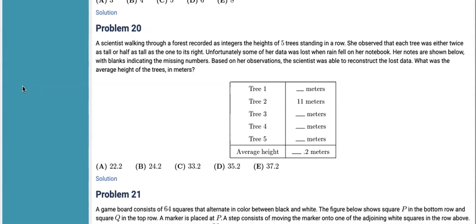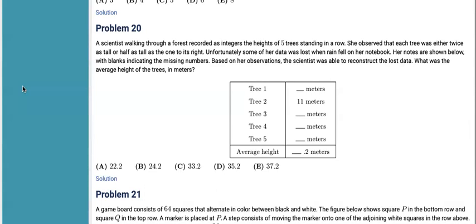But the key here is that the average height ends in 0.2. So if we take that times 5, then the number has to be 1 mod 5, right? Tree 1 plus tree 2 plus tree 3 gives the number 0 mod 5. So now we just look at the other possibilities. Tree 4 is 44, tree 2 is 22 is possible. Tree 4 is 11, tree 2 is 22 is not possible.